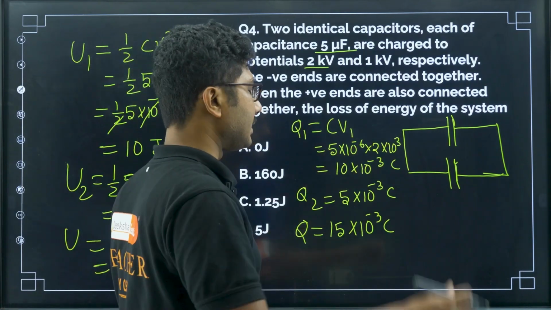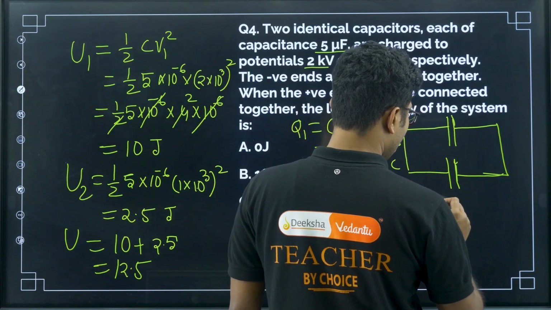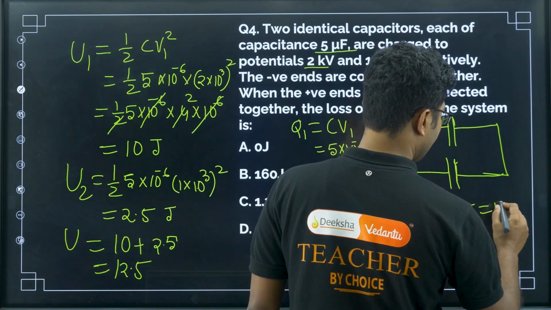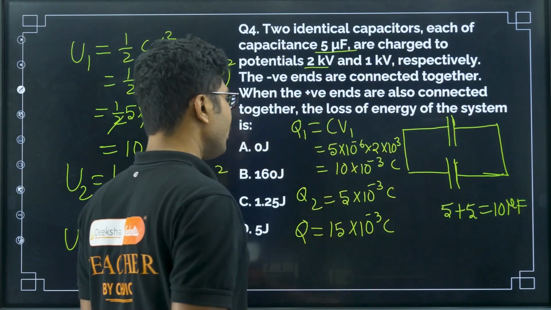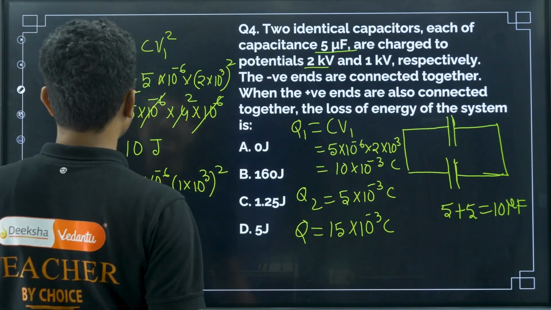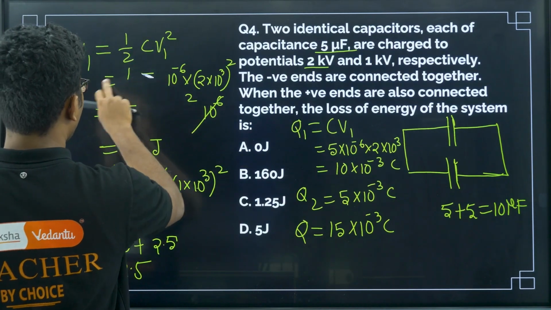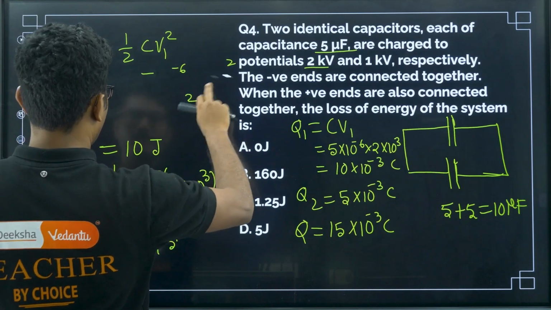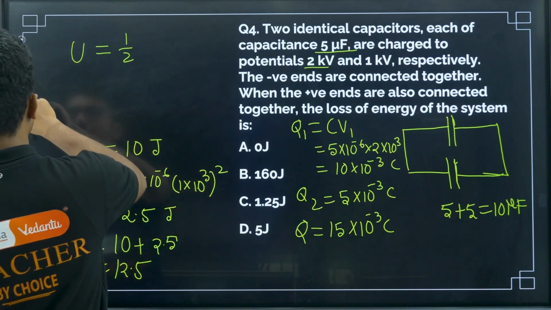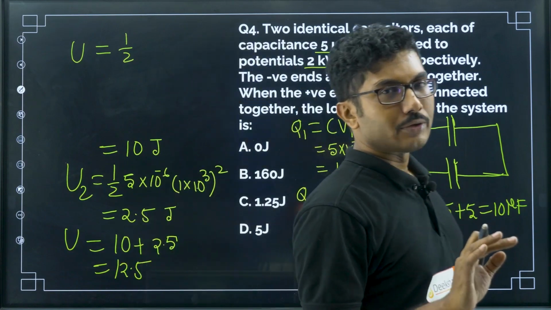Now, what is the equivalent capacitance? They are connected in parallel, so the equivalent capacitance will be simply adding them: 5 plus 5, that is 10 microfarad. Now what you have to do is calculate the energy of this new system. We already know Q and we already know C, so we can calculate V and then use half C V square.